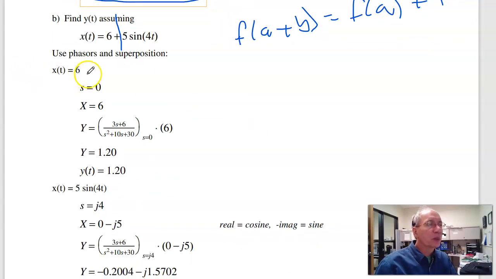So the first part, when x equals 6, the phasor representation is just 6. The frequency is 0. This is 6 e to the 0t. Laplace transforms assumes everything is in the form of e to the st, in this case s equals 0. This is the gain everywhere. All I care about is what's the gain at s equals 0, times the input at that frequency. Multiply it all out, I get a number, 1.2, which means 1.2.